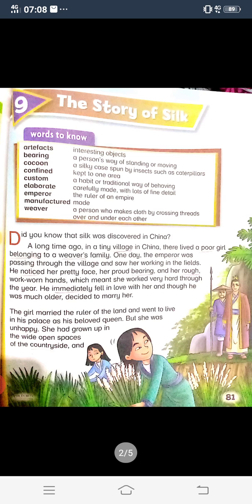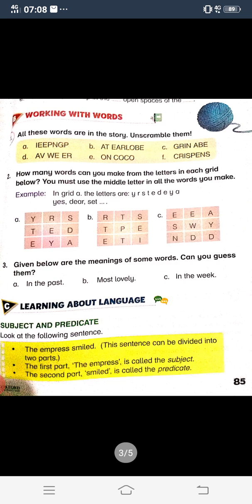Students, you know that we have started unit number 9, the story of silk. You know that we started the story of silk chapter and we have completed its question answers in our previous class. And today we will complete its book exercise given on page number 85. Today we will complete exercise B1 and 2.